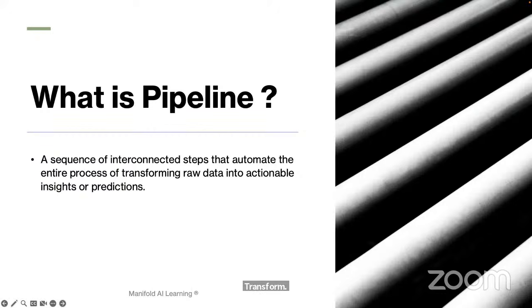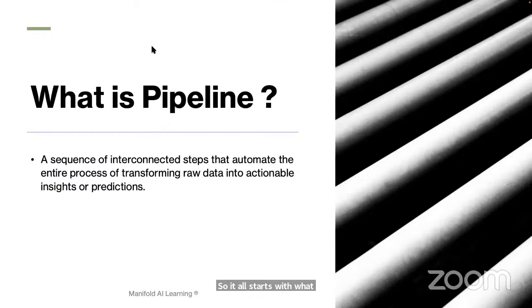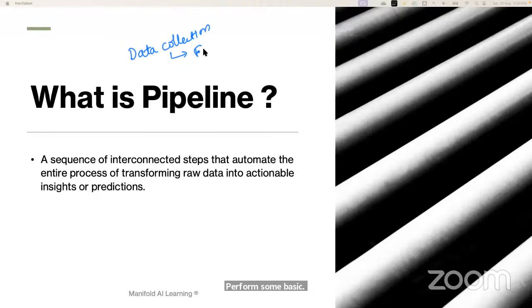Think about what would happen in a typical machine learning project. It all starts with what step? Yes, it all starts with data collection. You will collect the data. Once you collect the data, you would go ahead and perform some basic validation on this data set. Then you will perform the feature engineering.